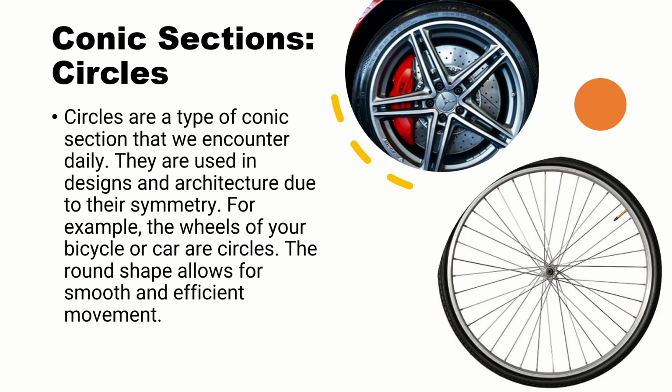Conic section of the circles. Circles are a type of conic section that we encounter daily. They are used in design and architecture due to their symmetry. For example, the wheels of your bicycle or cars are circles. The round shape allows smooth and efficient movement. That is all about the conic section of the circle.